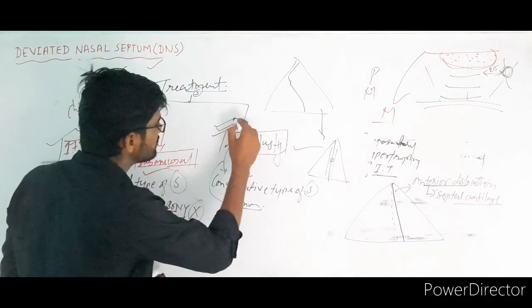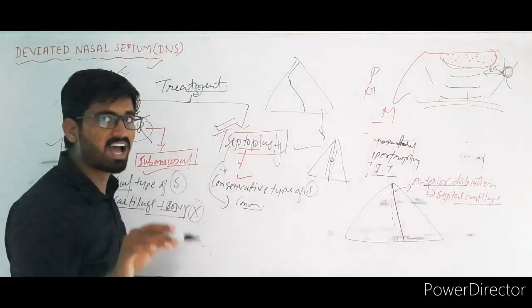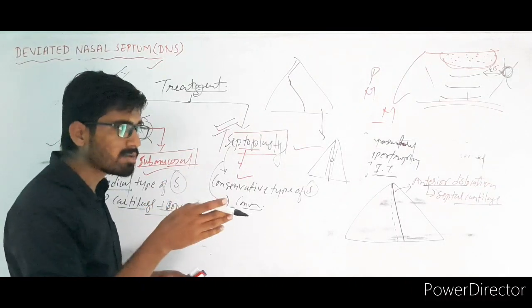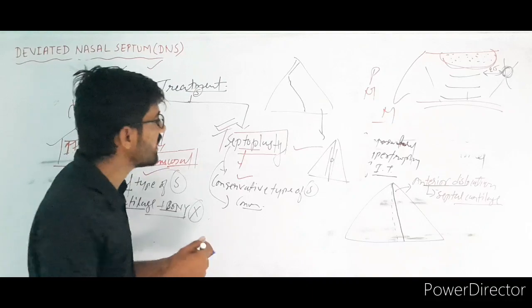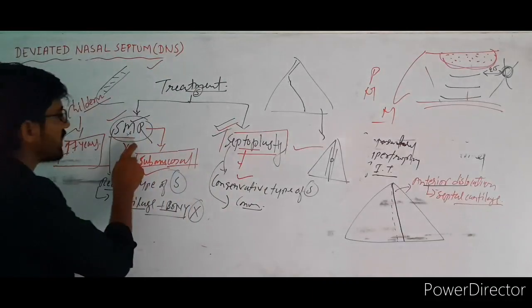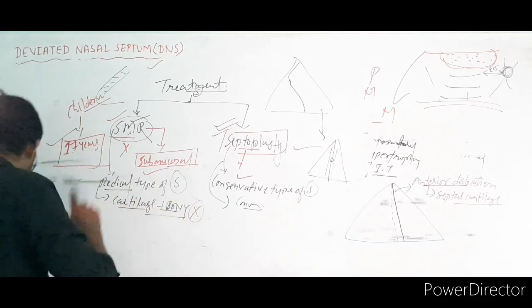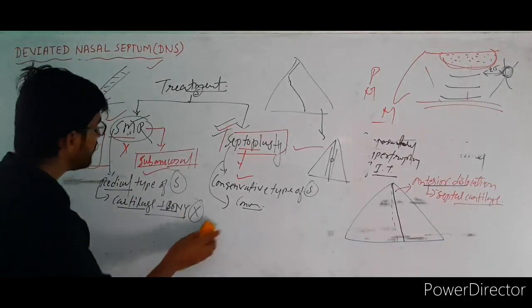So we have to do septoplasty. You have to remember this. I will tell you about the perichondrium and how we have to remove everything in a separate video on SMR and septoplasty, with the indications and contraindications. So this is all about deviated nasal septum.